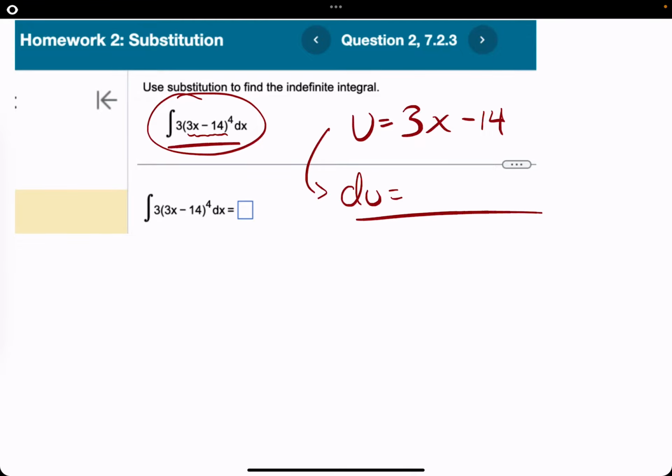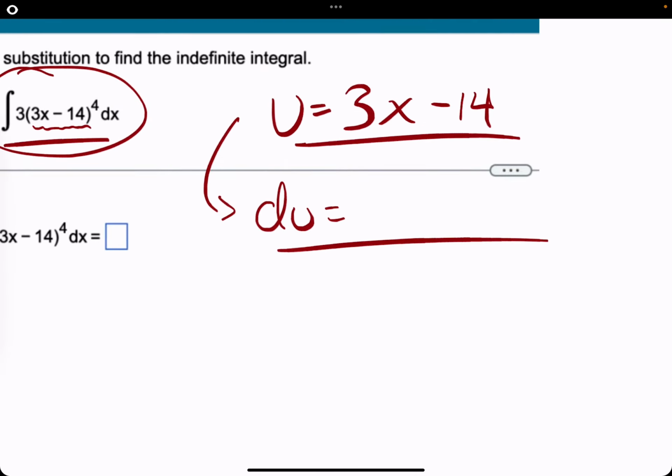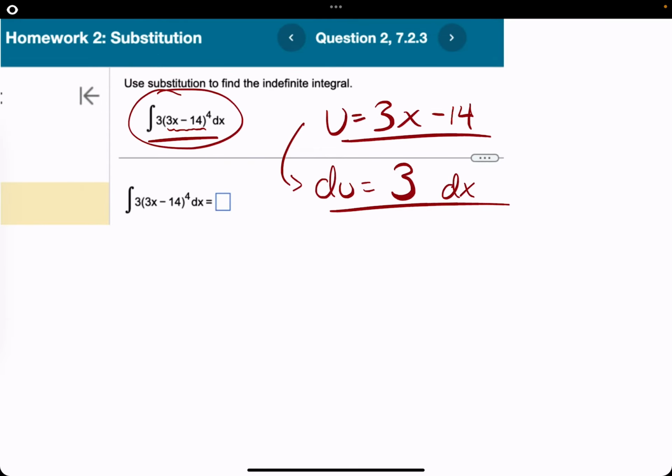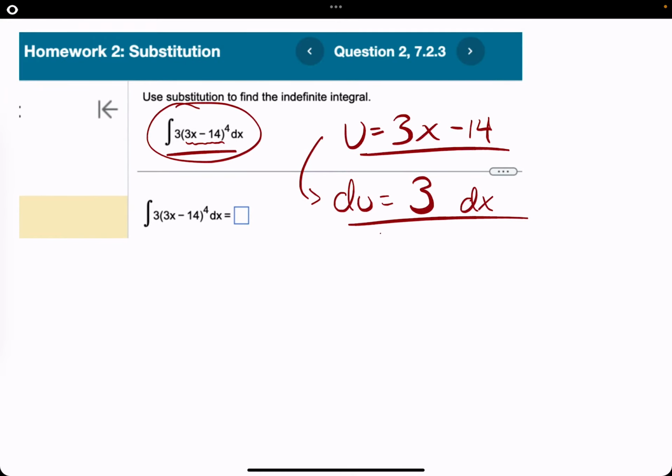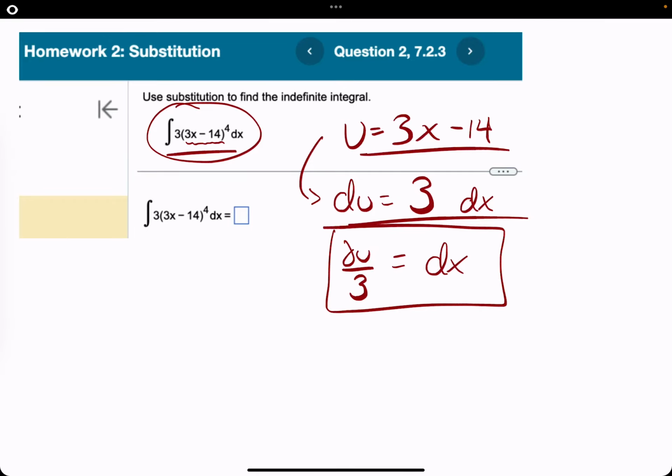Once we identify u, we identify the du. Du is the derivative of u. So what's the derivative of 3x minus 14? Well, that's just 3. And you want to make sure you tack on a dx, because we can see it as the derivative of x is just dx. And then this is the method I will suggest. I will get dx by itself here. The way to get dx by itself on this right side is by dividing by 3. So du divided by 3 is equal to dx.